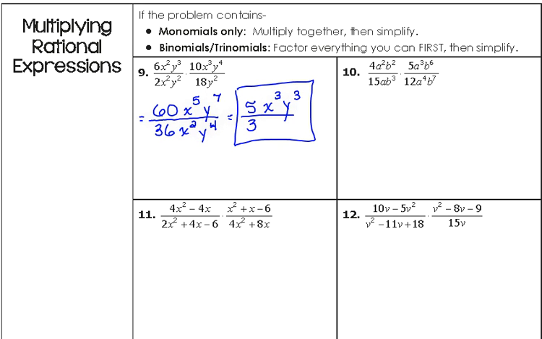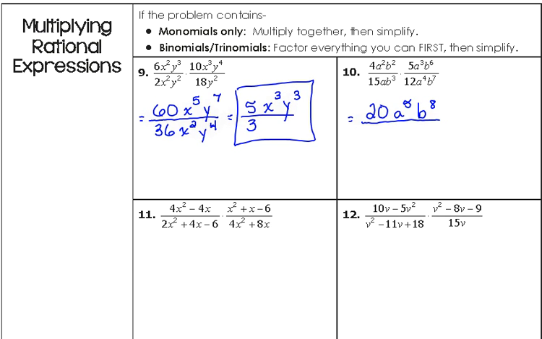All right. Let's look at the next one. Okay, so let's multiply straight across the numerator. 4 times 5 is 20. A squared times a cubed is a to the 5th. B squared times b to the 6th is b to the 8th.